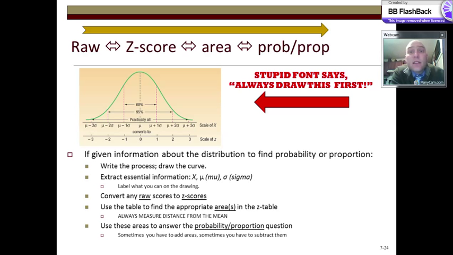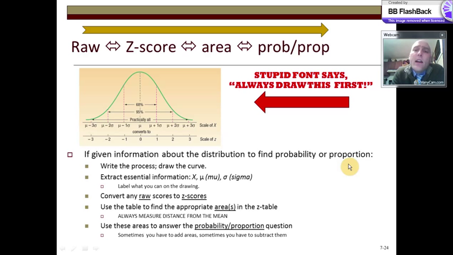The next step is to convert those raw scores to z-scores. If you use the z-score formula, you put in x, you put in mu, you put in sigma, and now you've got your z-score. Label the z-score along with wherever you put your raw score. It should be easy for the mean, easier than easy for the mean, because the mean's always 0 in terms of z-units.